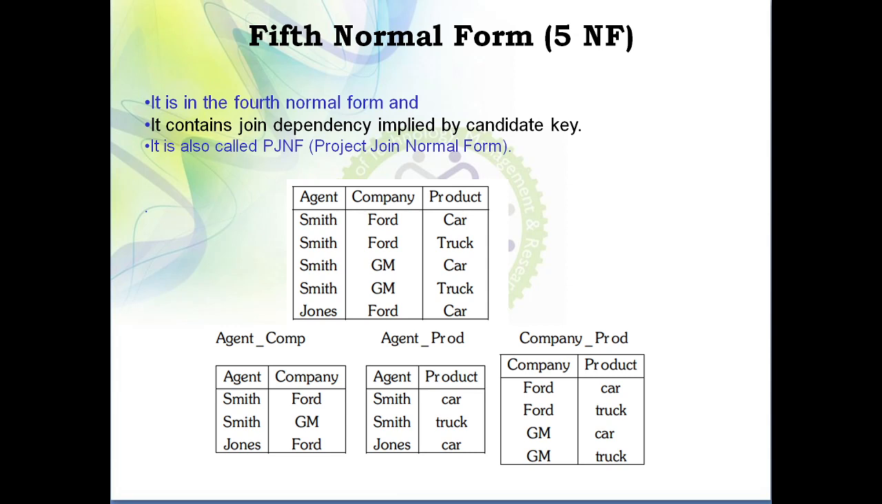So I hope you understand the concept of normalization, why there is a need for normalization in the database, and what the different types of normal forms are.